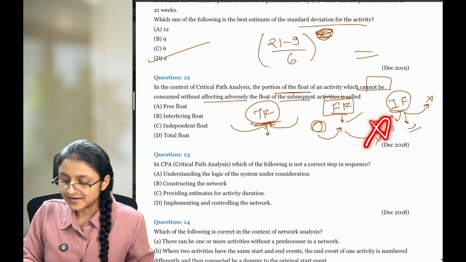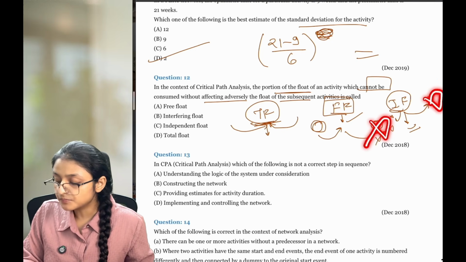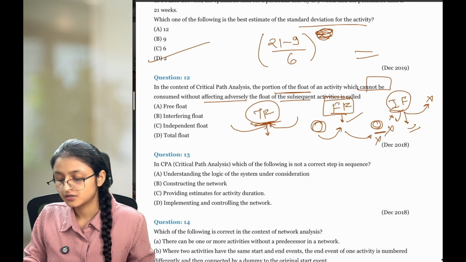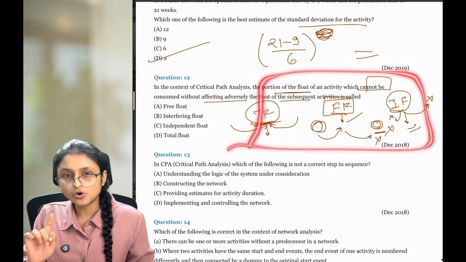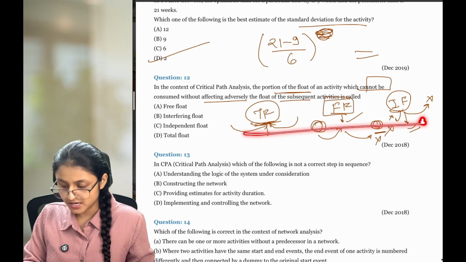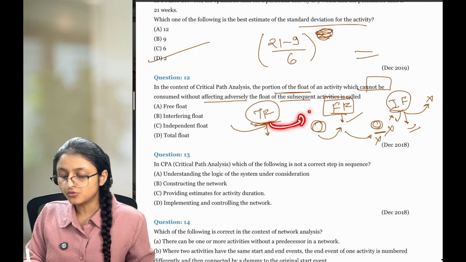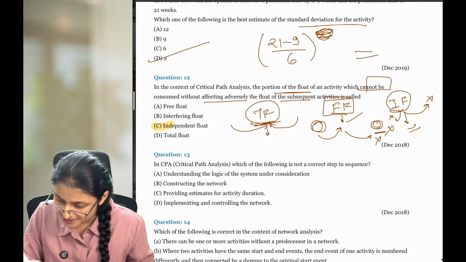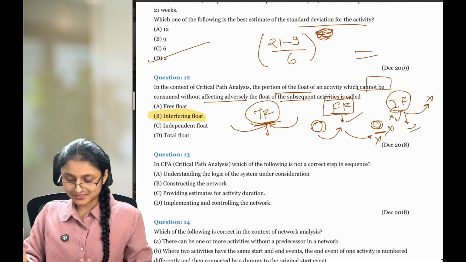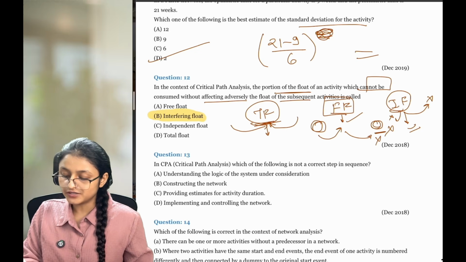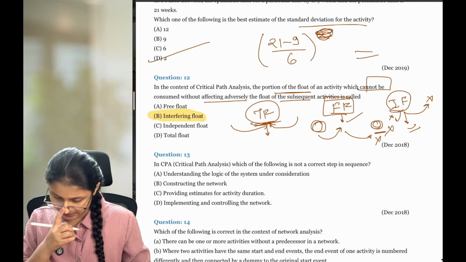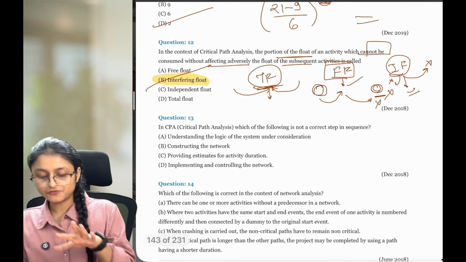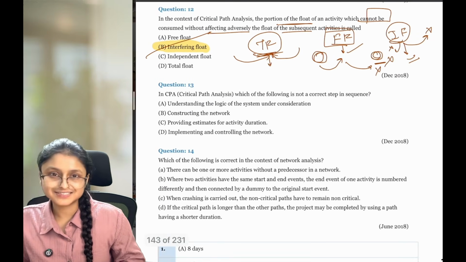The succeeding activity is not impacted in free float. It is not impacted in independent float. In total float, we impact succeeding and preceding both. So out of all of them, none of the floats is going to impact only and only the succeeding activity. Hence, there is another float, that is interfering float. Interfering float is the float which is going to impact only and only the succeeding or the subsequent activities. Okay? This is an interesting thing which we do not cover for the practical part, but for your theory they can ask this, and they have asked this in the previous attempts.